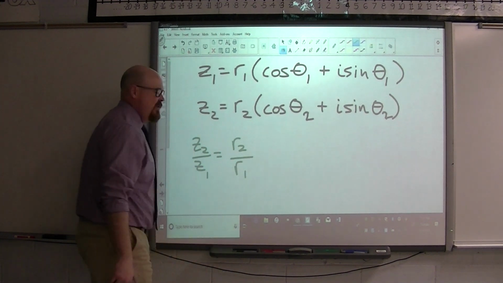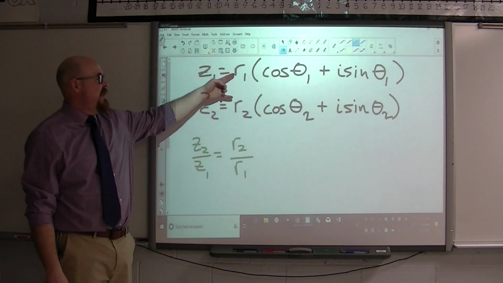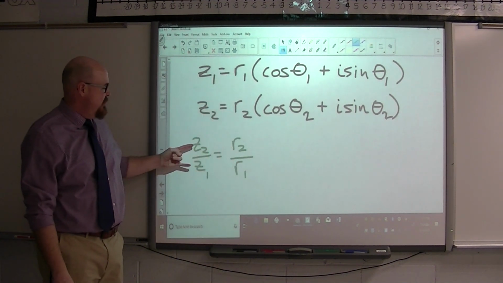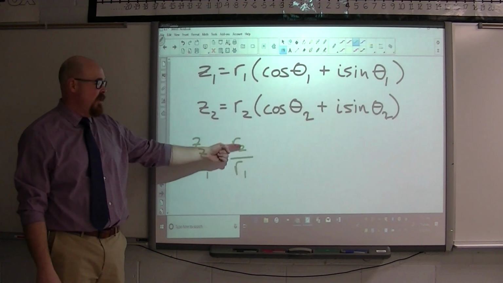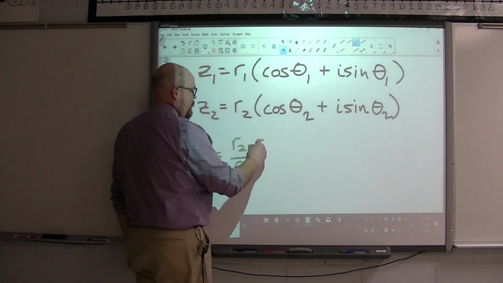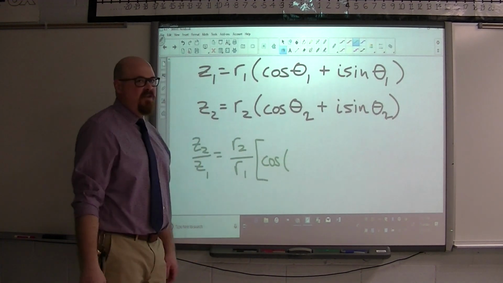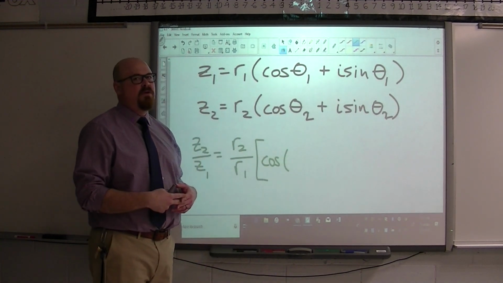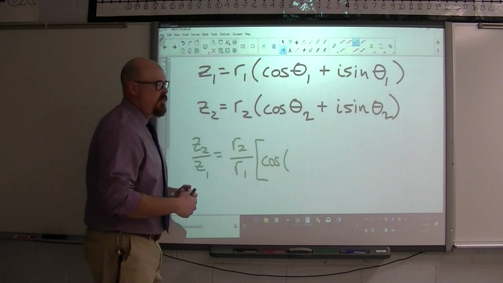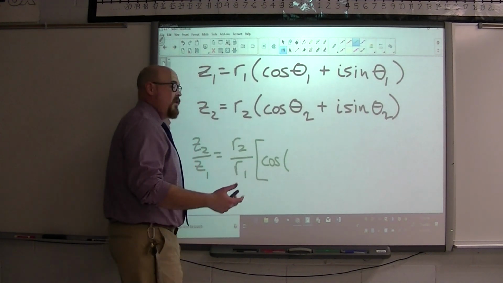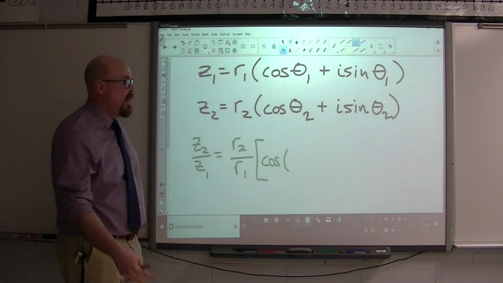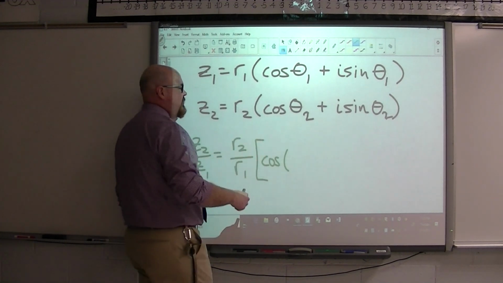You probably see where this is headed. We're going to divide the moduli in that same order. Z2 over Z1 equals R2 over R1. And then what are we going to do with these arguments? I'll give you one guess. What's the sister operation to division? Right? What do we do with exponents when we're dividing them? We subtract. So subtraction and division are sister operations.